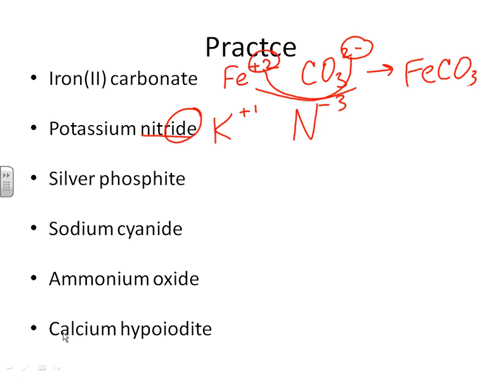Potassium is +1. Nitrogen is -3. Do the crisscross method. We're going to need 3 potassiums to balance out the -3 on the nitrogen. So the overall formula is K3N.